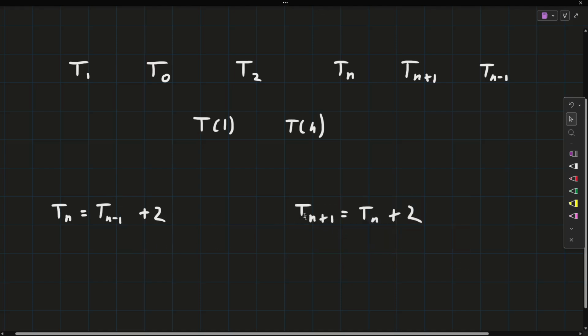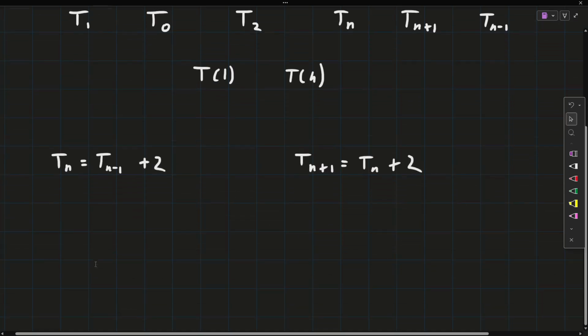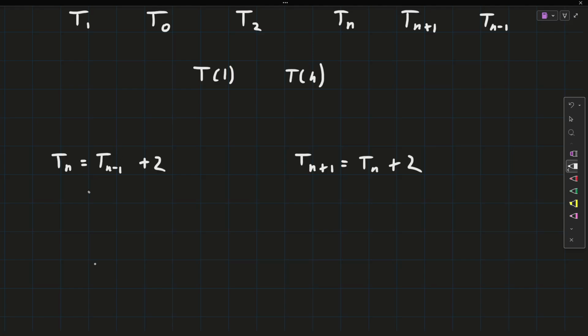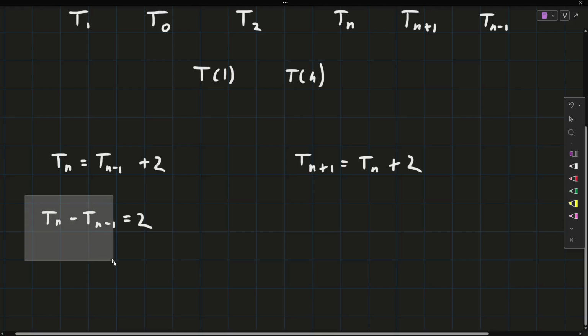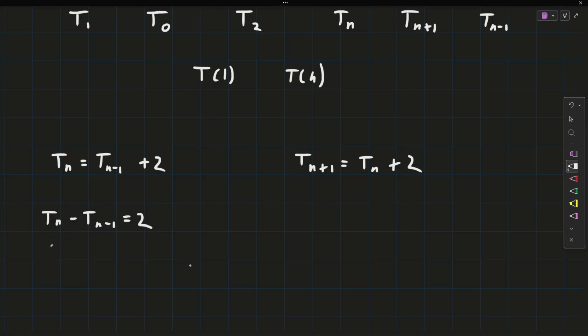To see that they're the same, you could just replace this n with an n minus 1, because remember this n could be anything, and you'll see that they're both exactly the same. Now, we're not going to be too concerned about these kinds of difference equations, and the reason for that, if I bring this t sub n minus 1 to the other side, we can see that tn minus t sub n minus 1 will be equal to 2. So the difference between any two consecutive terms is 2. It's a constant. So this is actually just an arithmetic sequence.